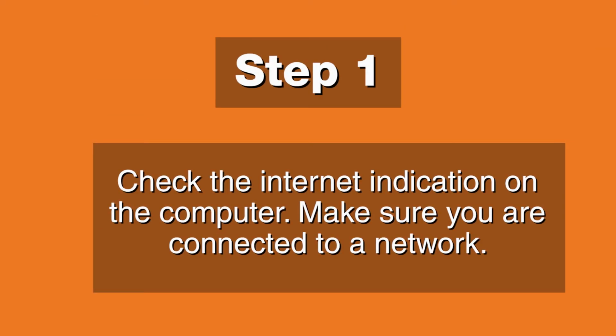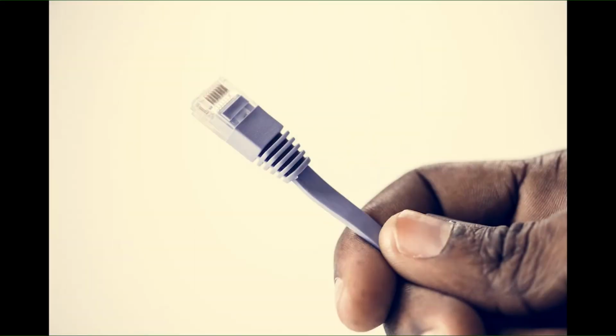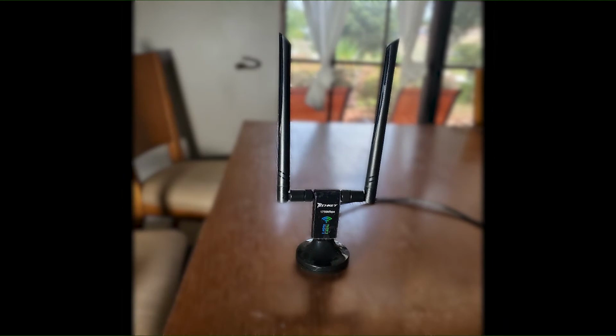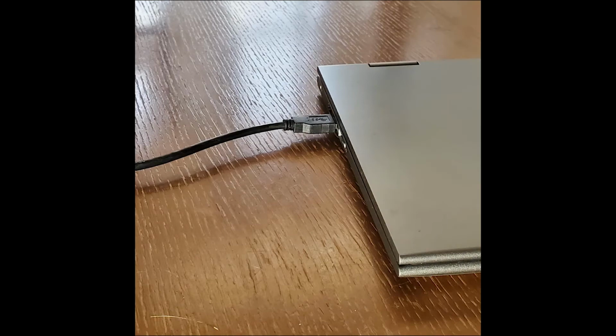Step 1. Check the internet indication on the computer. Make sure you are connected to a network. If you see this no internet symbol, and you're connected to your router via an Ethernet cord, check to make sure it is connected to your device in the router. If you're using a wireless adapter, make sure your network adapter is properly connected.